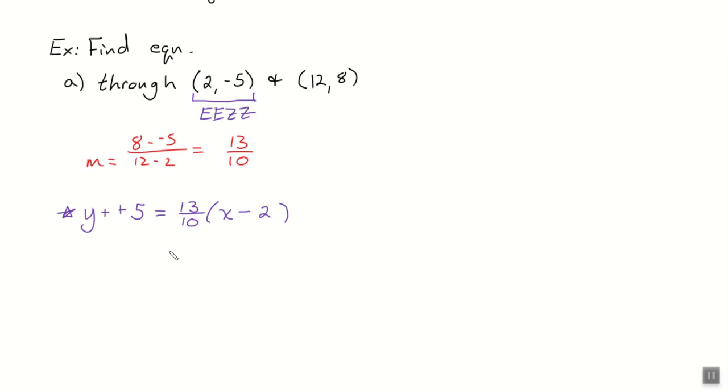Cool. Well, how would you guys solve this for y? What's your first thing you would do, Mark? Apply 13/10 to x. So Mark said apply it. What's that property? We're going to distribute. So let's just see where it takes us. y plus 5 equals 13/10 x minus, this is 2/1, right? 13 times 2 is 26/10.